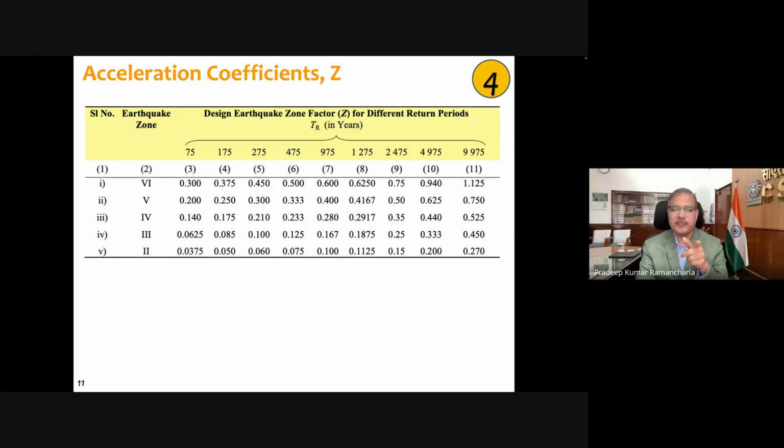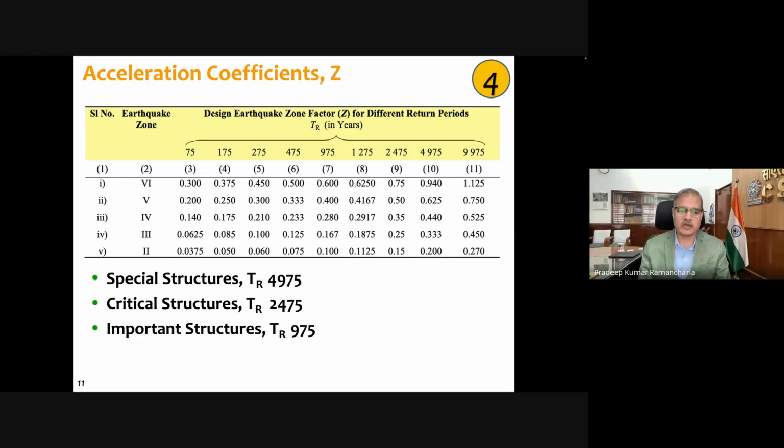When we look at that, zone 2 value is 0.075 G, zone 3 is 0.125 G, zone 4 is 0.233 G, zone 5 is 0.333 G, and zone 6 is 0.5 G. Earlier the highest Z value we used to take into consideration was 0.36 G. Now it has become 0.5 G. So let us not get confused that the zone factor values have suddenly increased. This is actually giving a clear picture of the earthquake hazard which the country is facing in different parts.